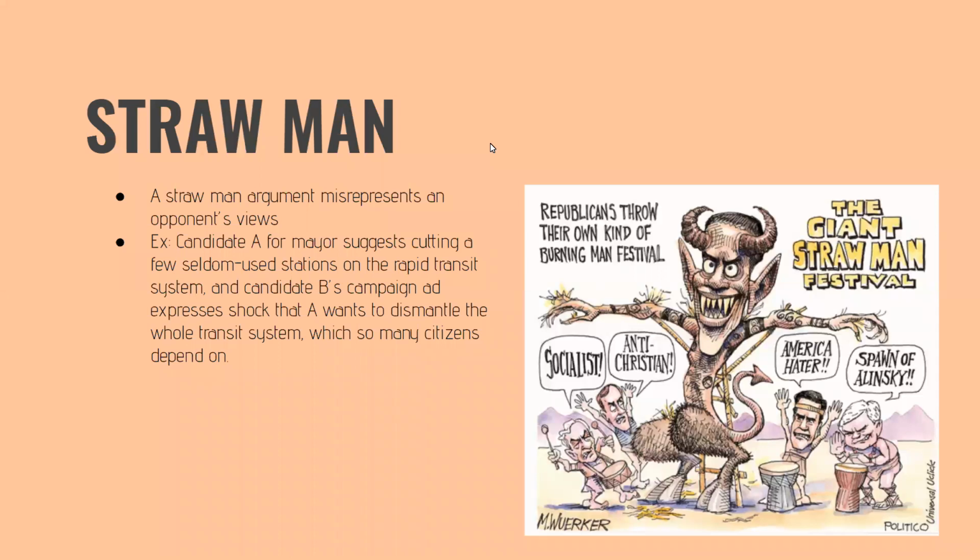One common form of this fallacy has its own name. A strawman argument misrepresents an opponent's views. This is common in politics. Candidate A for mayor suggests cutting a few seldom-used stations on the rapid transit system. Then candidate B's campaign ad expresses shock that A wants to dismantle the whole transit system, which so many citizens depend on. The ad attacks not what A actually holds, but only a straw man, a scarecrow of B's invention.